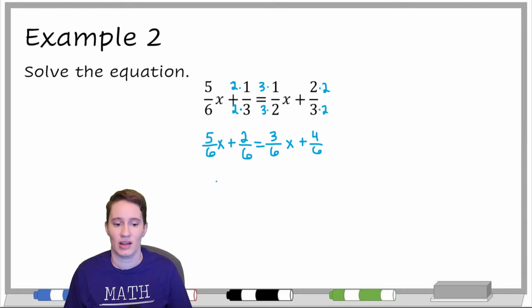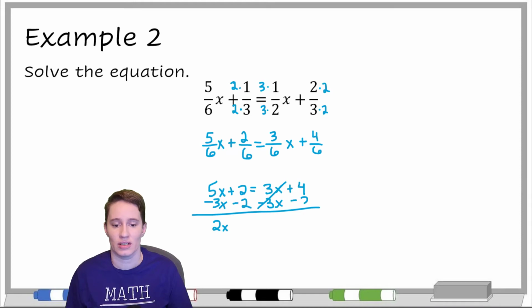this is just 5x plus 2 equals 3x plus 4. And then we just do our cool equation solving things that we've been doing for a few lessons now. 5x minus 3x is 2x. I'm going to subtract the 2 over here and get 2.